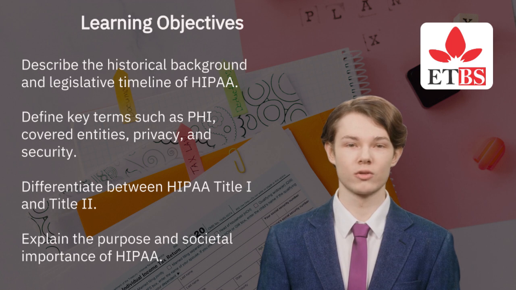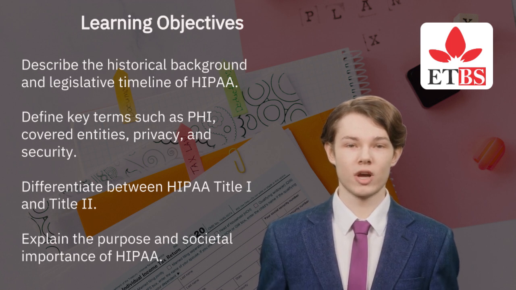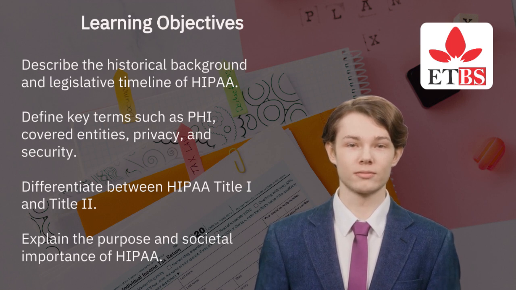Learning objectives. By the end of this module, you will be able to describe the historical background and legislative timeline of HIPAA, define key terms such as PHI, covered entities, privacy, and security, differentiate between HIPAA Title I and Title II, explain the purpose and societal importance of HIPAA, and relate HIPAA to modern health practices, data security, and patient rights.